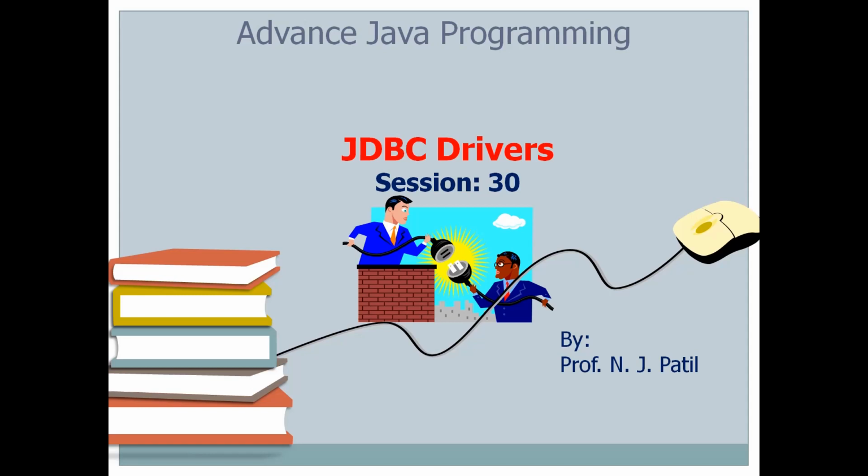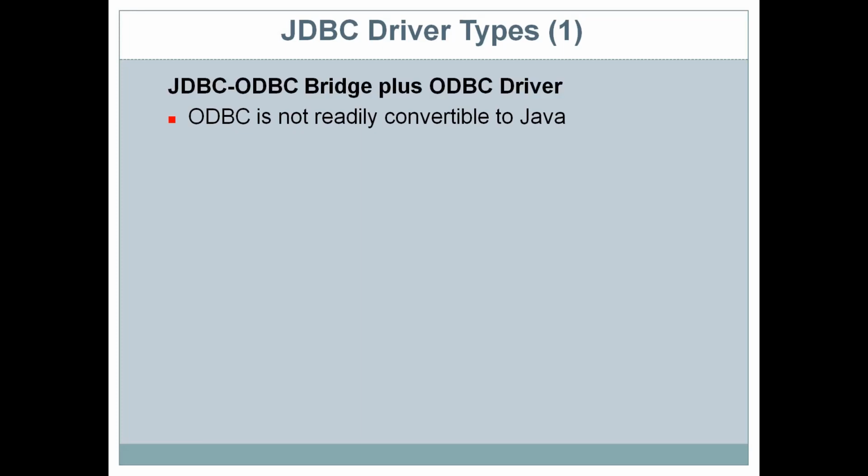So here also, when your application wants to communicate with a backend database, there is something in between, and that is a driver. So in Java we have 4 different types of drivers which can be used to create a database application. So we will study about it in today's session. Let's start. So the first driver, JDBC driver type 1, is called JDBC ODBC bridge plus ODBC driver.